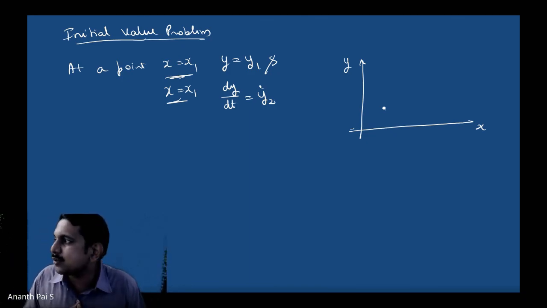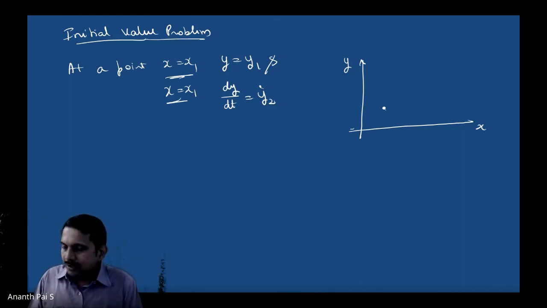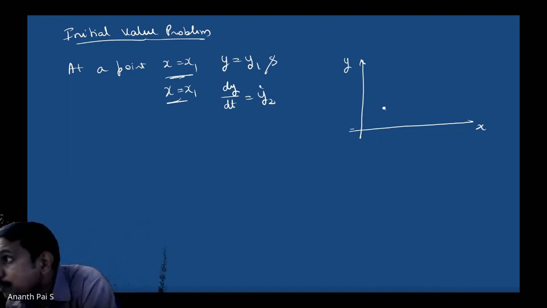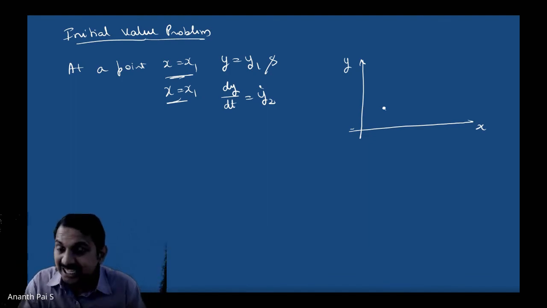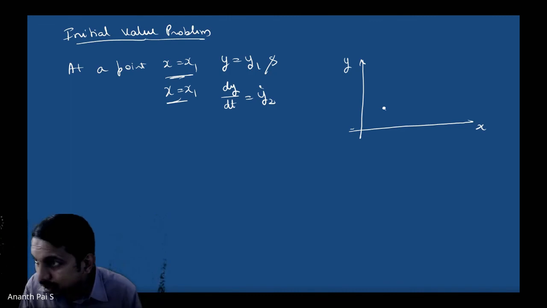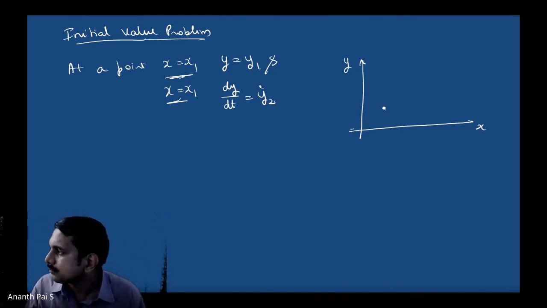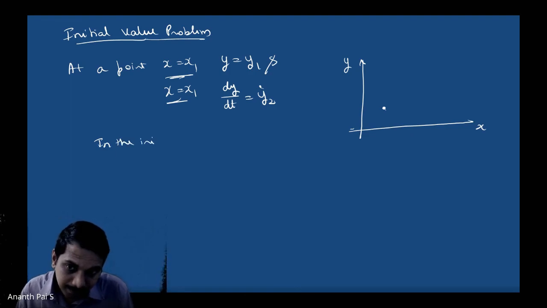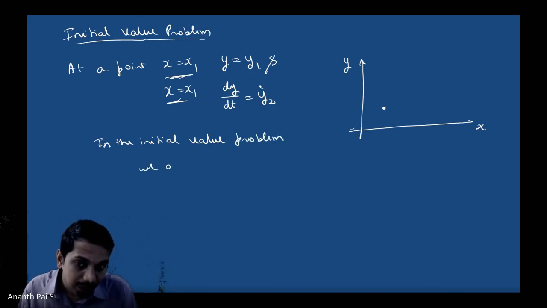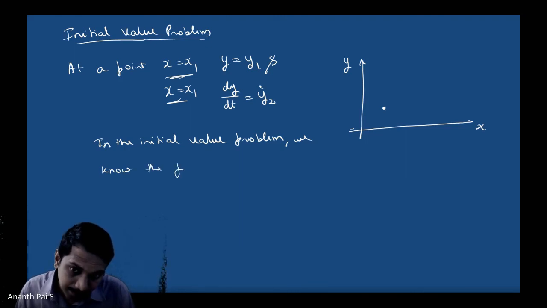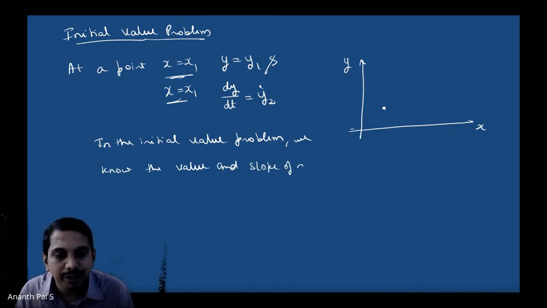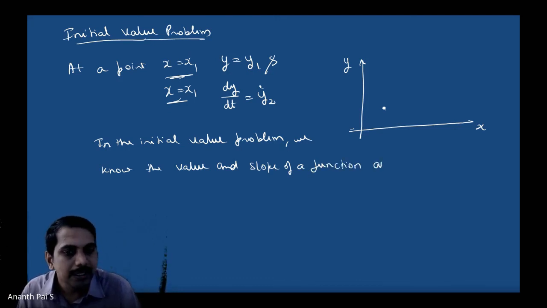You are at the same position, x is equal to x1. At the same position, you have the value of that function and the slope of that function. Then it is an initial value problem. We are not going to the other point. We are at the same point. Make sense? So, in the initial value problem, we know the value and slope of a function at a location x.